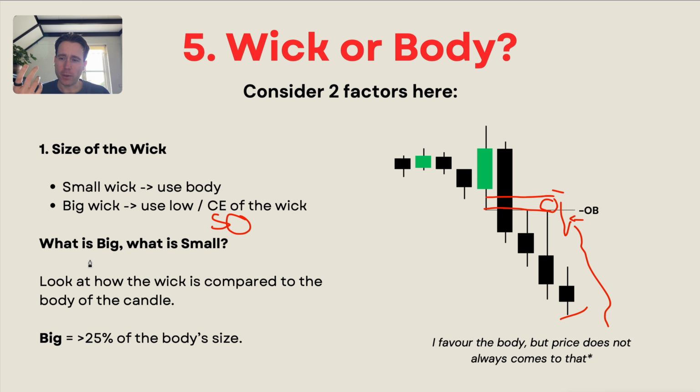Wait for the reaction. But then it's a question: okay, but what is big? What is small? Because every wick is different. Every size is different. Rule of thumb here, look at how the wick is compared to the body of the candle. And I think a wick is big when it's bigger than 25% of the body size. So in this case, this wick is more than 25% of this body. So I think it's a big wick. So I'm going to use the wick as a potential reaction point.